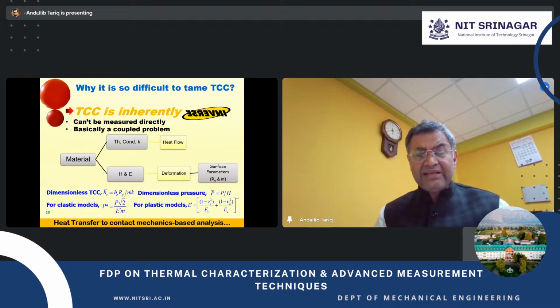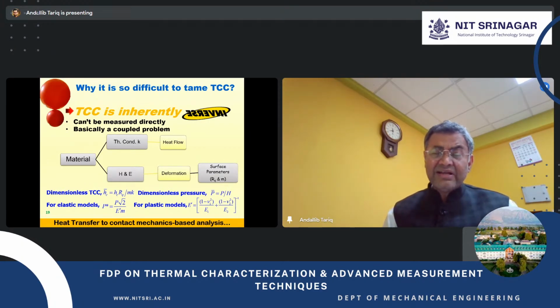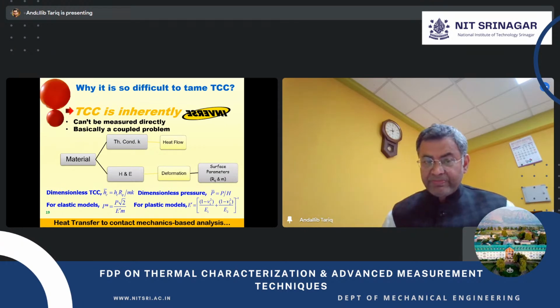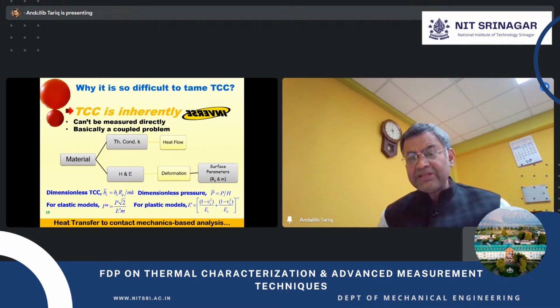Now, the basic question is that why it is so difficult to tame the thermal power. The idea is that basically TCC is an inverse quantity in itself. Means, what does it mean? There is no instrument which can directly measure the TCC. Temperature directly we can measure it, velocity directly we can measure it. But TCC cannot be measured directly. So basically we have to put it inside some equation, and based upon the temperature distribution pattern, we can evaluate that.